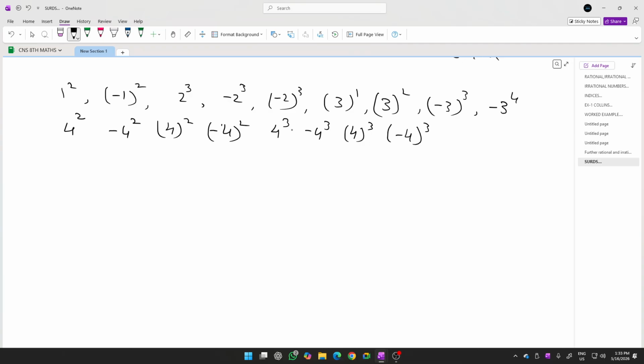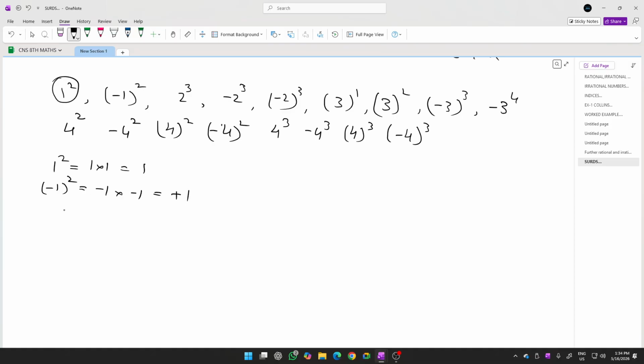Okay. So let us quickly do this so you'll get a practice of this very nicely. So first is 1 square. 1 square will be 1 into 1, which is equal to 1. Then second is minus 1 the whole square. See how I am reading, minus 1 the whole square because of this bracket. So minus 1 the whole square means minus 1 you will have to multiply 2 times. This will be minus into minus plus, so plus 1 will be the answer.